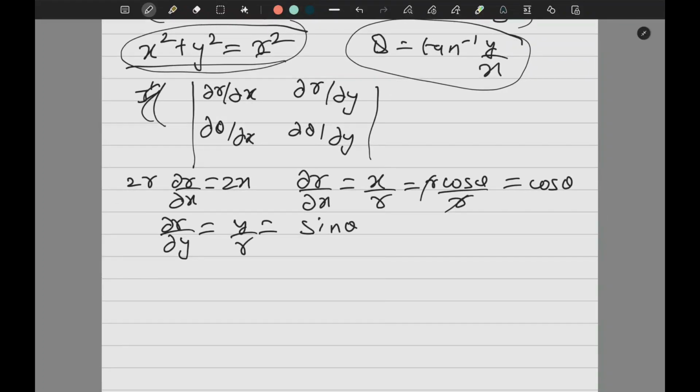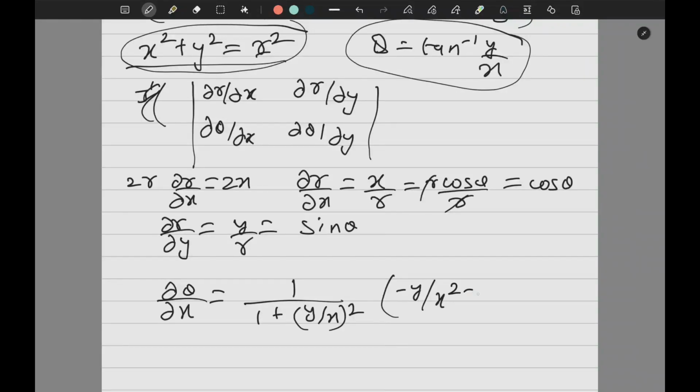Now when you are doing dou theta by dou x, what will you do? Tan inverse derivative is 1 upon 1 plus (y by x) square. And since I am doing with respect to x, so minus y by x square. So this will become minus y upon (x square plus y square). So what is y? Y is r sin theta. X square plus y square is r square. This and this got cancelled. So minus sin theta by r.